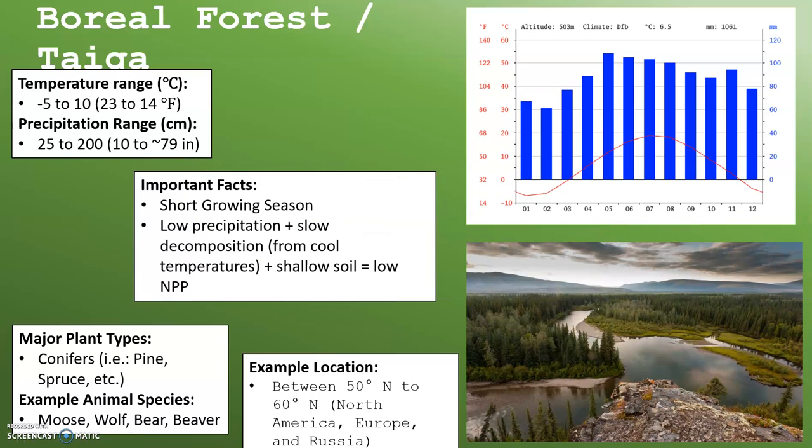Important facts: it has nutrient-poor and acidic soils because of the falling needles. It's only in the northern hemisphere. It has a short growing season and moderate productivity. Humans impact it through mining, oil extraction, logging, and hydroelectric development.